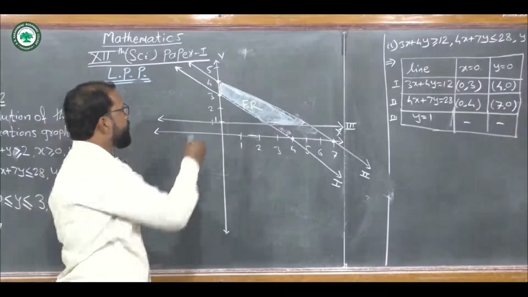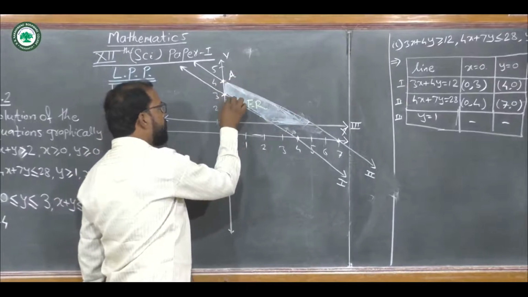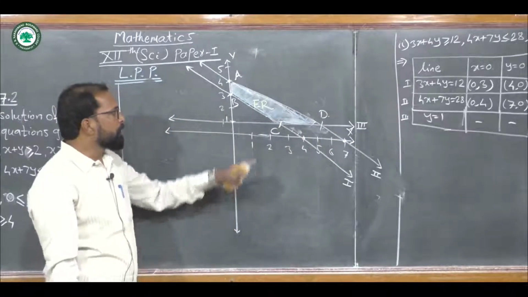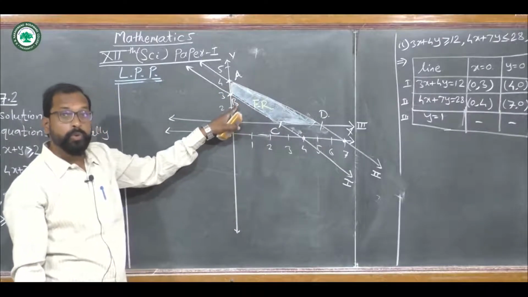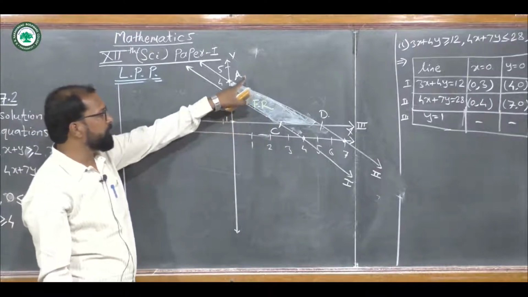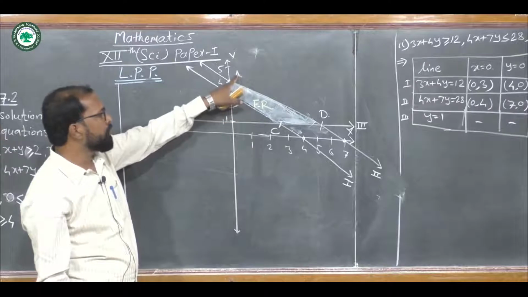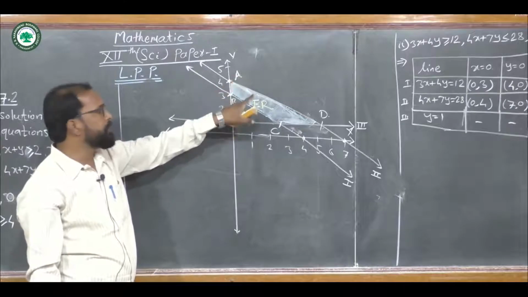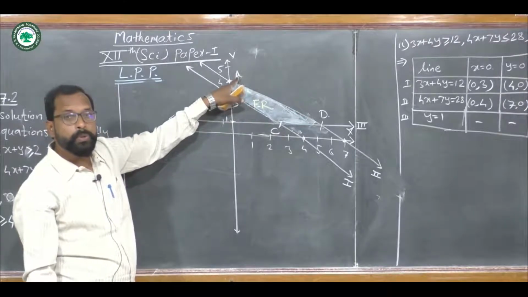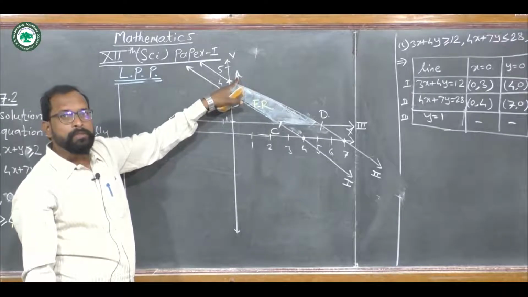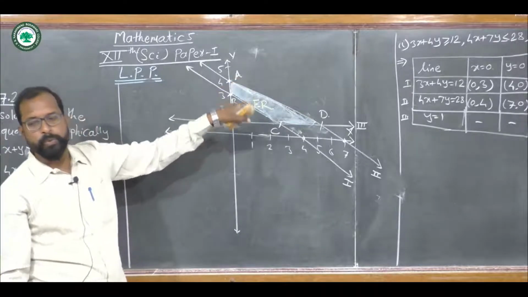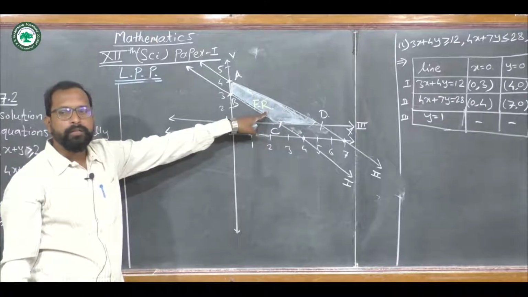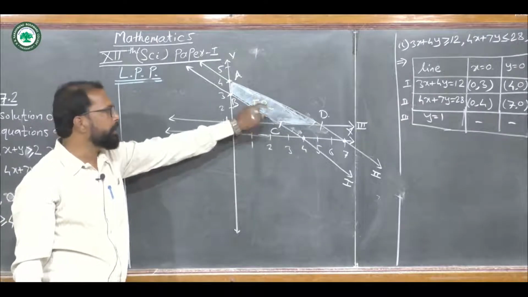We give the names for the corners, that is A, B, C and D. So the feasible region, or we say the solution of the given inequations, is the bounded region A, B, C, D, A. This is the solution for the inequations. Feasible solution means the region which satisfies all the given inequations or inequalities.